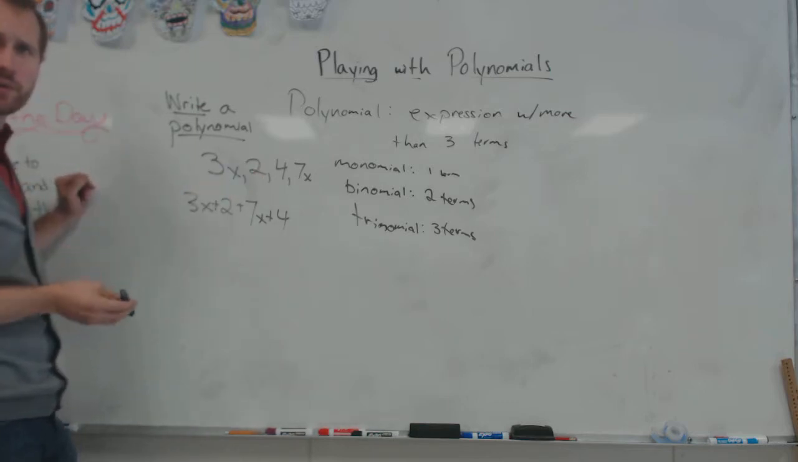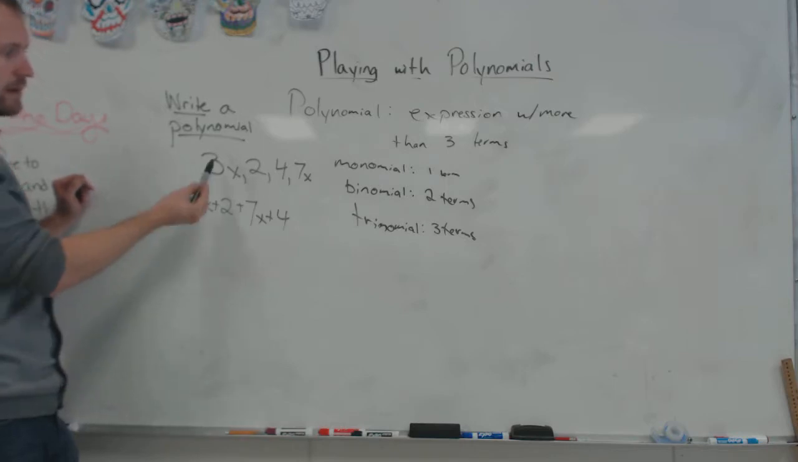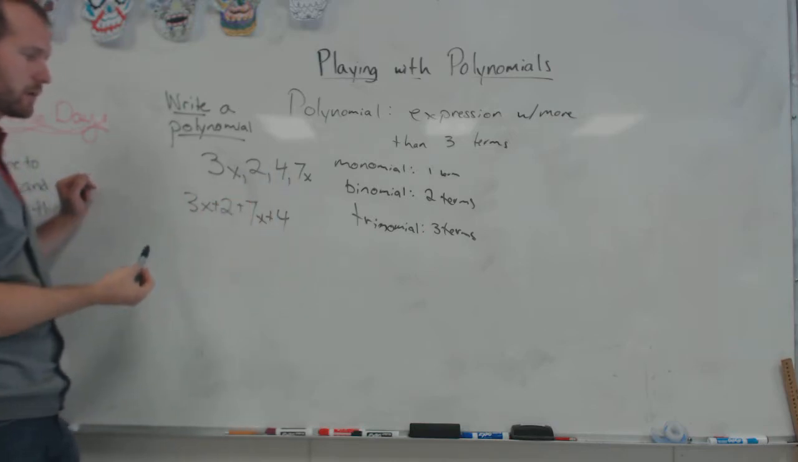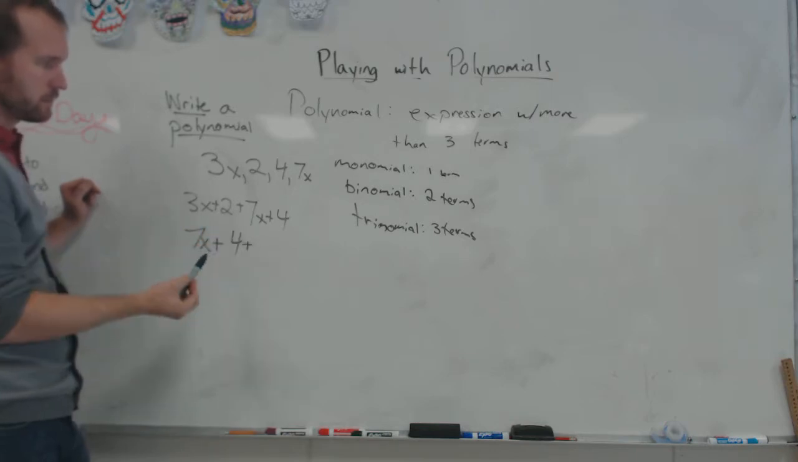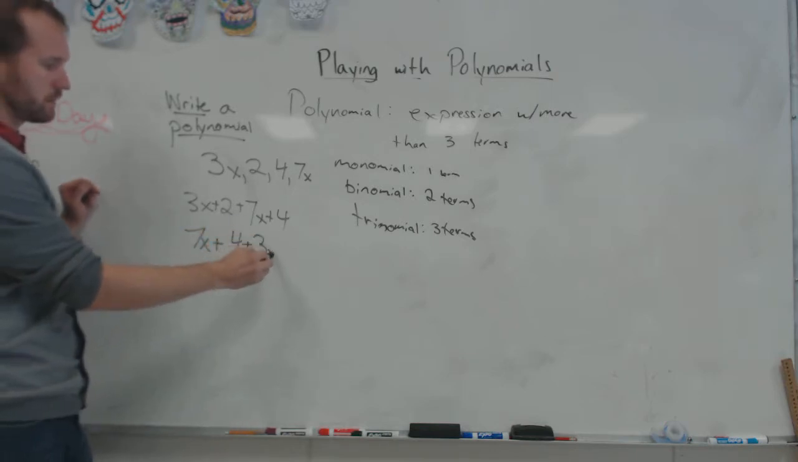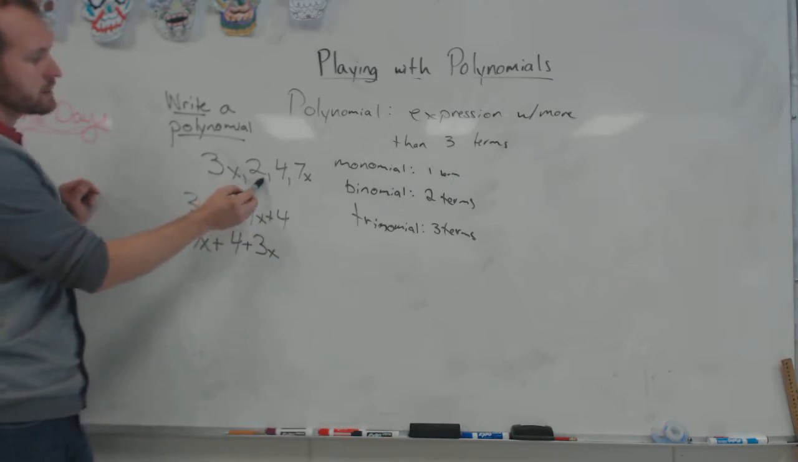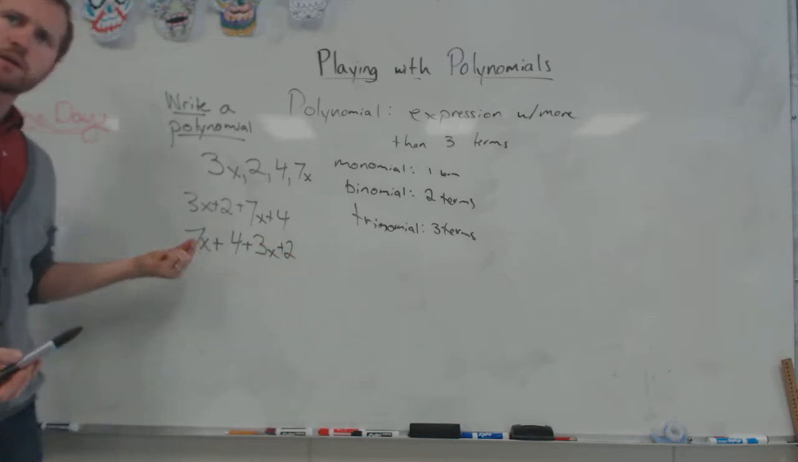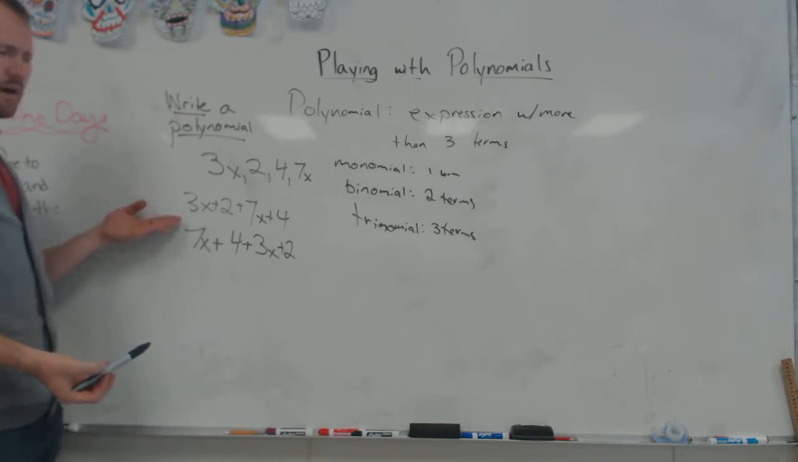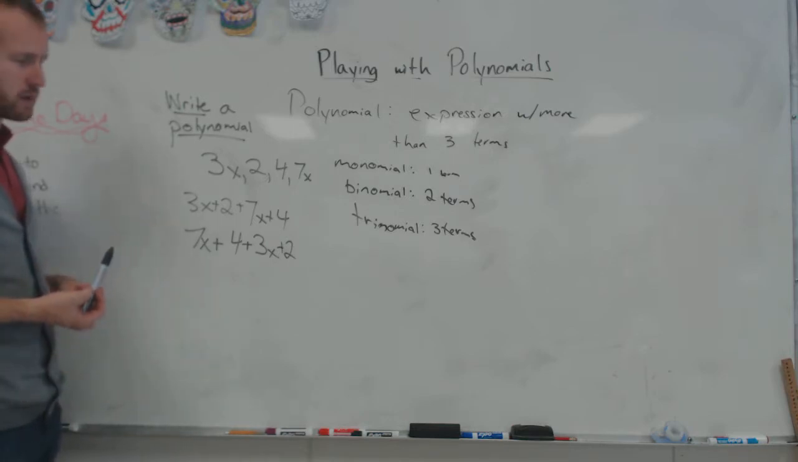What's another one? Someone give me a different one. I can't minus because none of my terms are negative. But I could move them around. 7x plus 4 plus 3x plus 2. Yeah. Good. So I'm just moving around my terms. These are all the same thing. They all would be equal if we evaluated for x or something. Just different ways of writing them.